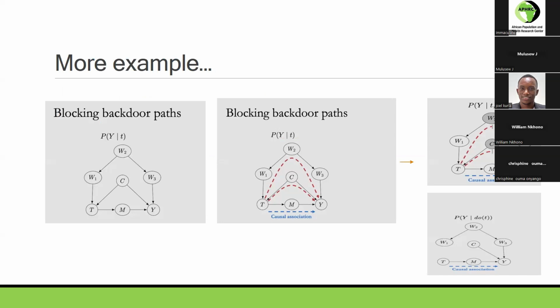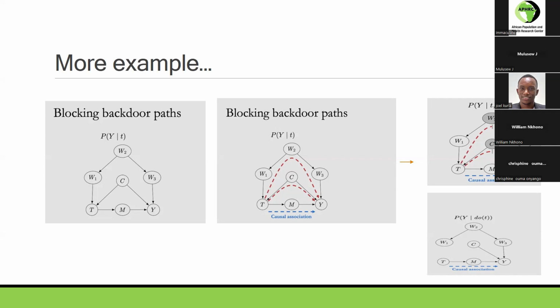Okay, sometimes we may have such a complex graph. For treatment, our variable of interest, we want to estimate the effect of T on Y. But our DAG, the causal diagram from observational data, looks like this. T can cause M, and then M causes Y, or C is the main cause for T and Y. That is a confounder, and this is a mediator.